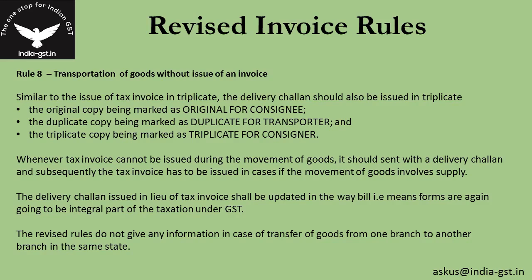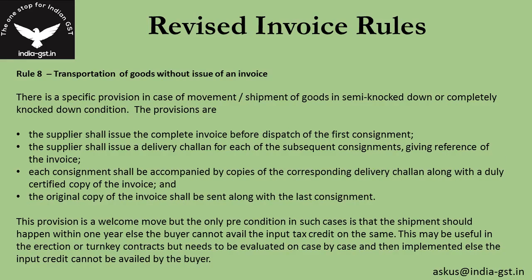There is a specific provision in case of shipment of goods in semi-knocked down or completely knocked down condition. The provisions are: the supplier shall issue the complete invoice before dispatch of the first consignment. The supplier shall issue a delivery challan for each of the subsequent consignments, giving reference of the invoice. Each consignment shall be accompanied by copies of the corresponding delivery challan along with a duly certified copy of the invoice, and the original copy of the invoice shall be sent along with the last consignment.